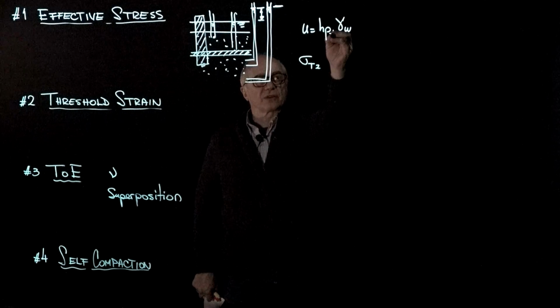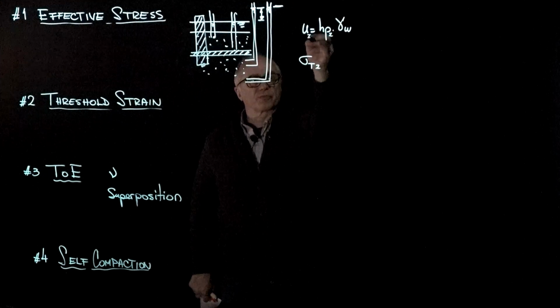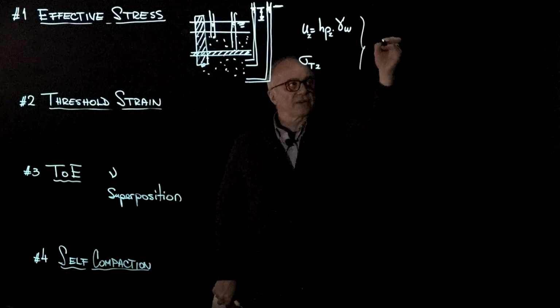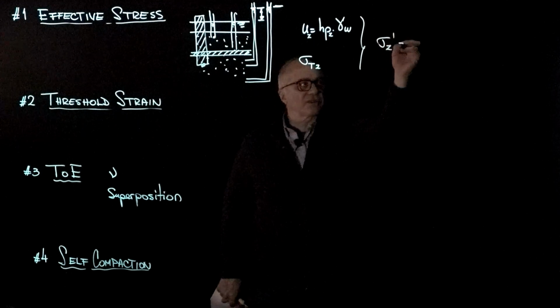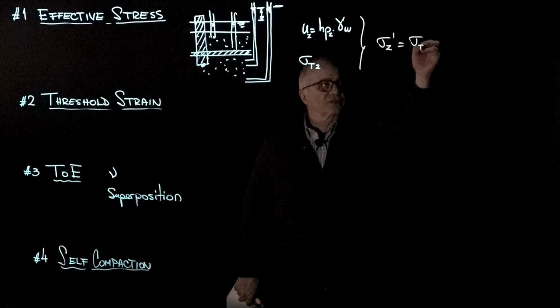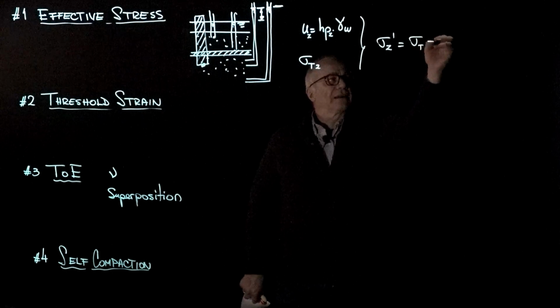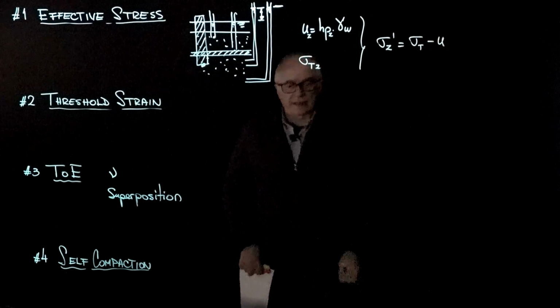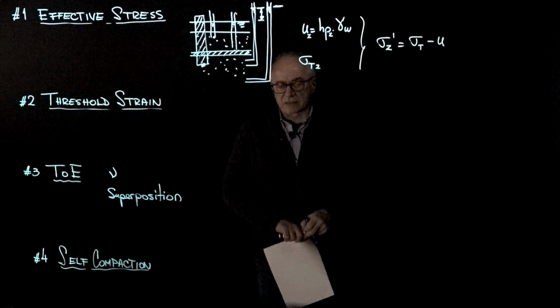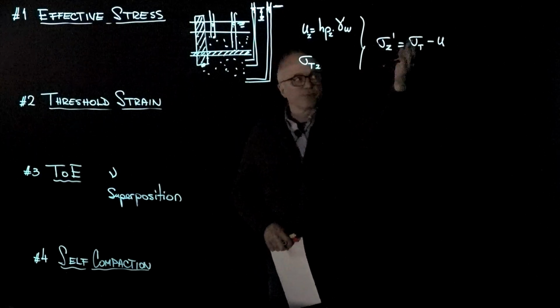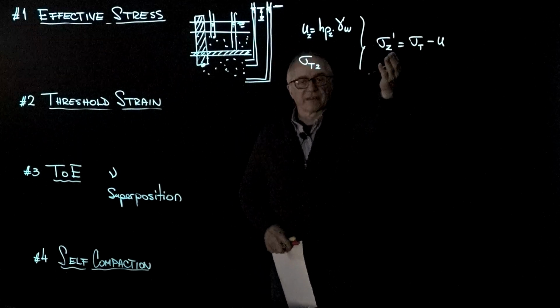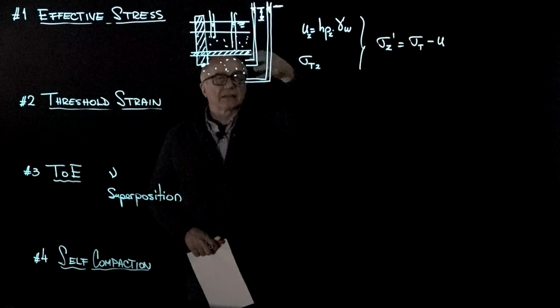Piezometric height at depth z gives you the pore pressure at depth z. And so now the effective stress in the z direction is equal to the total stress minus the pore pressure. And now you can actually plot the distribution of pore pressure, total stress, and effective stress in the vertical direction everywhere.